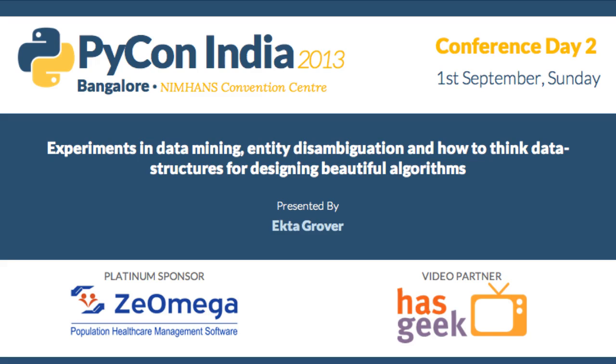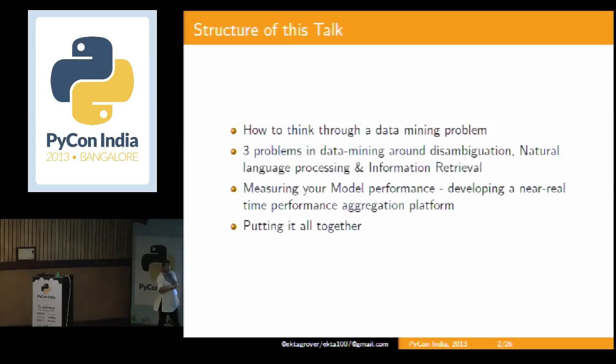So this is going to be a broad structure for this talk. We'll talk about thinking through a data mining problem. Then we'll talk about 4 problems, 3 of them around data mining, more specifically around disambiguation, natural language processing, and information retrieval. Post that, the 4th problem will be about, now that you have your competing candidate models, how do you build a near real-time performance segregation platform? And finally, we'll put everything together.